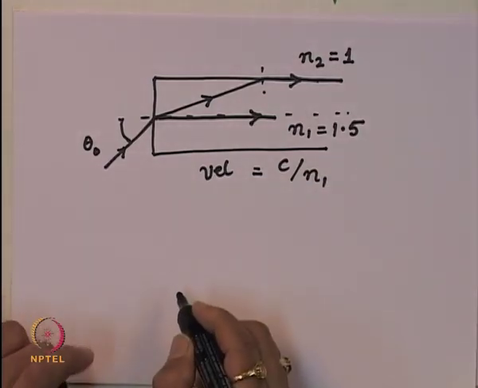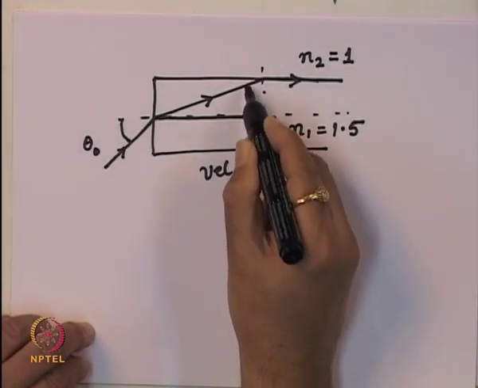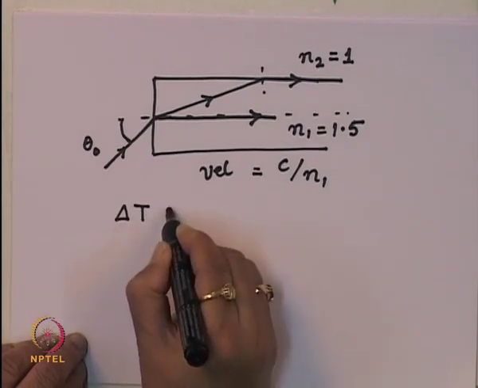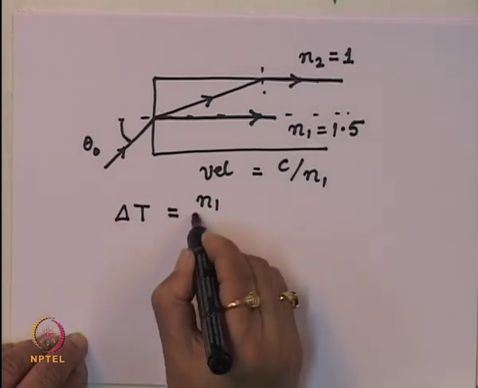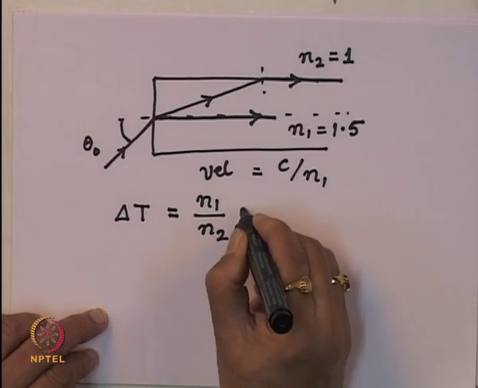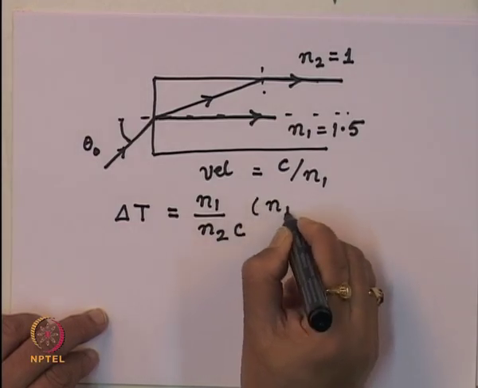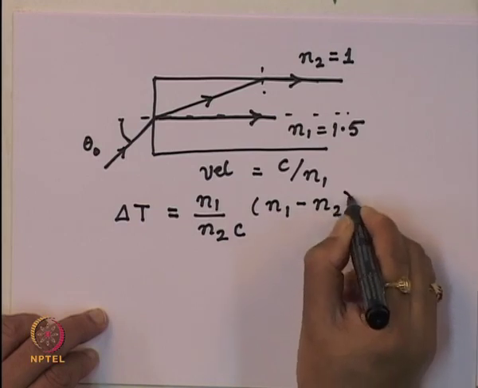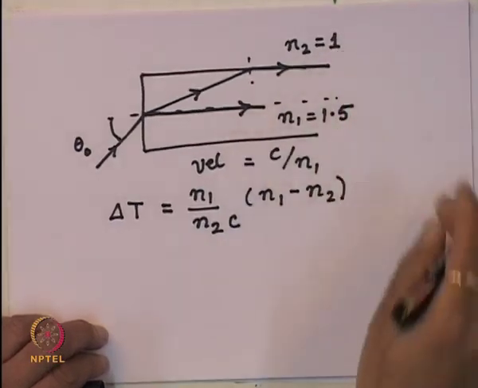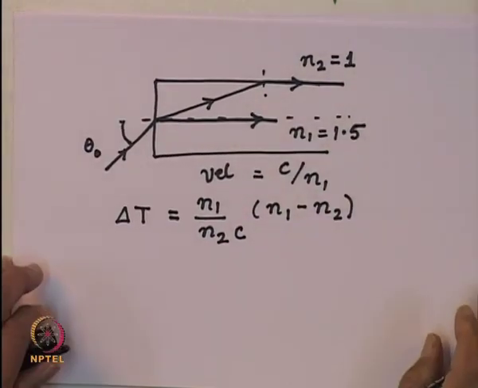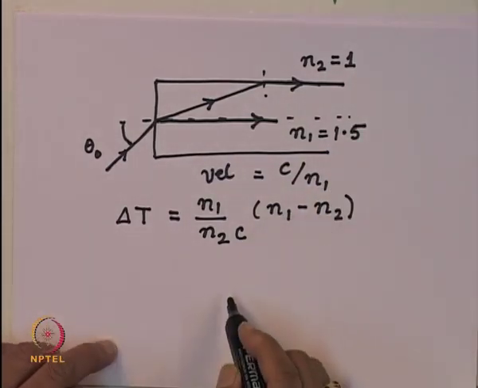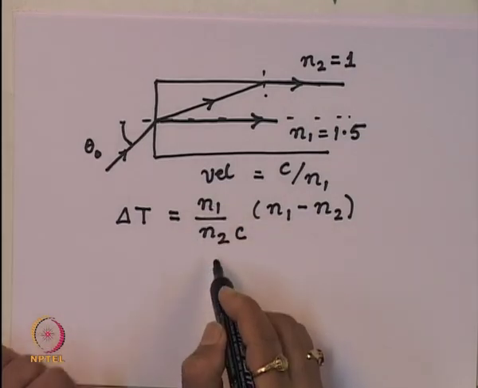Then, as we have seen earlier in our discussion, the time difference of arrival between these two rays is given as delta t, that is equal to n1 upon n2 c, which is the velocity of light, multiplied by n1 minus n2. Now, since the cladding is not there for this fiber, n2 is equal to 1. So, n1 minus n2 is 0.5, n1 is 1.5, n2 is 1.